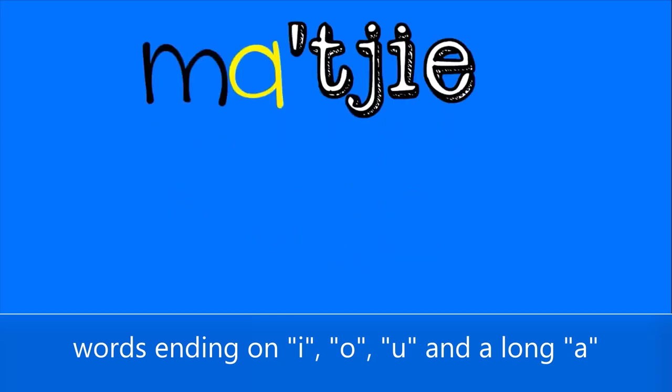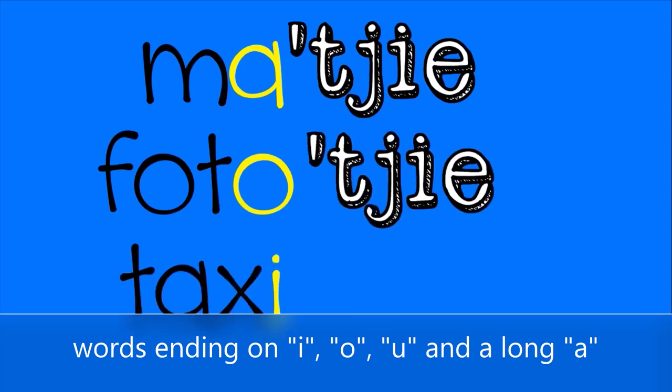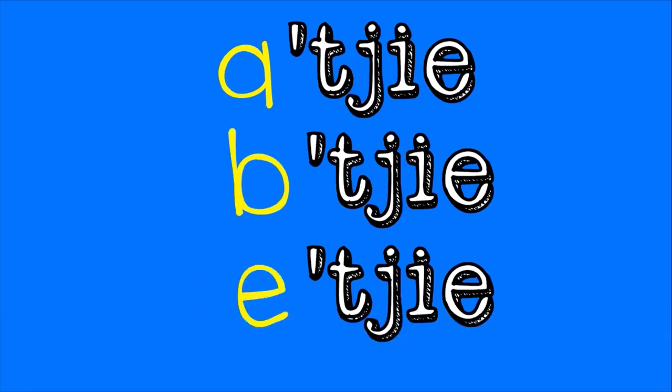Now let's have a look. So ma'tjie. Now other common words that you guys will probably get asked and so on is ma and pa, pa'tjie, and taxi, taxi'tjie. Others might be safari and hoera. We just do the same, apostrophe tjie. Also, when we are referring to letters of the alphabet and making that small, making it a verkleining. So, a'tjie, b'tjie, or e'tjie.